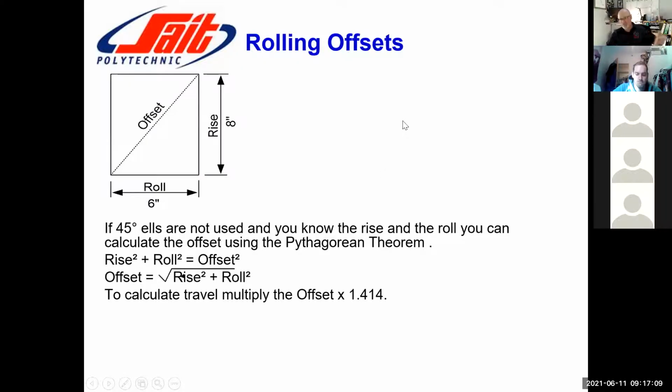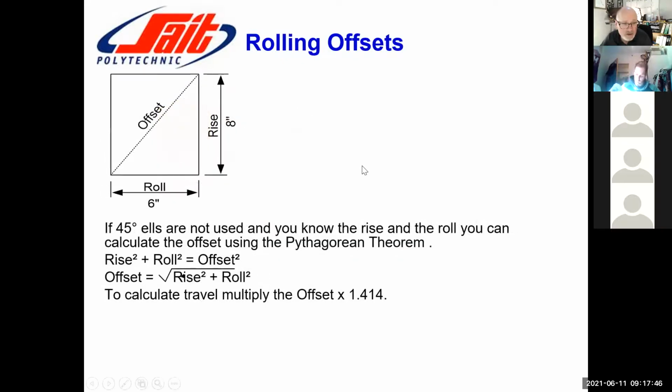Now, in this particular situation, if 45-degree elbows are not used, we use Pythagorean theorem to calculate the offset. We take the rise and the roll, we square each of them, and then we square root it, and that will equal the offset. Then to calculate the travel, you multiply by 1.414.